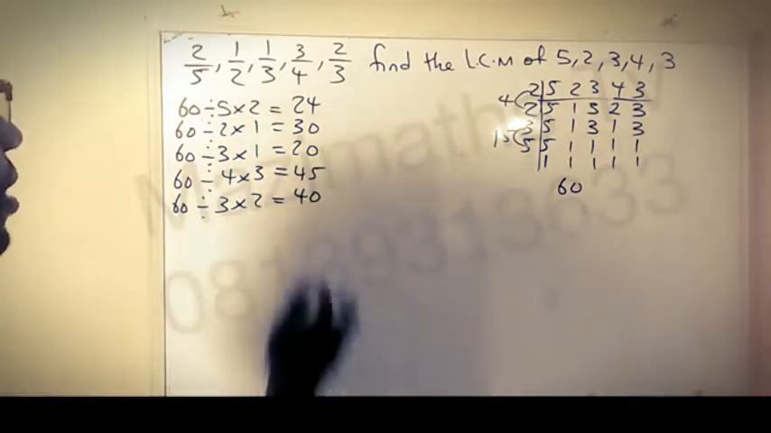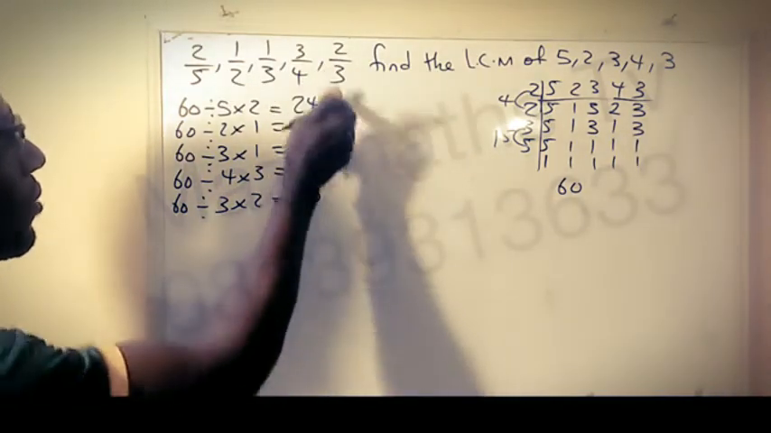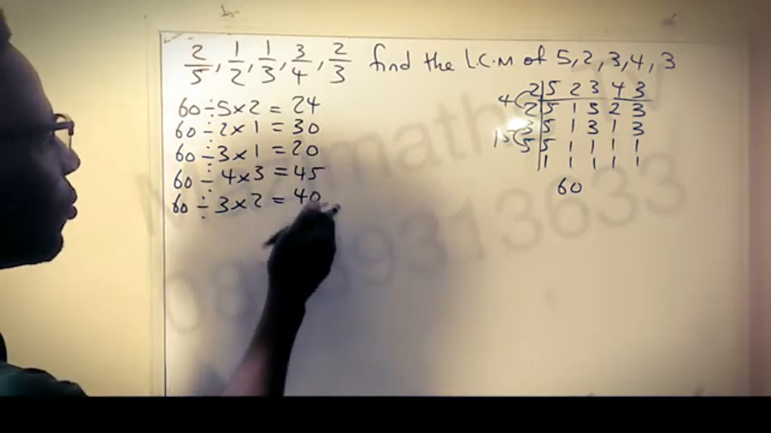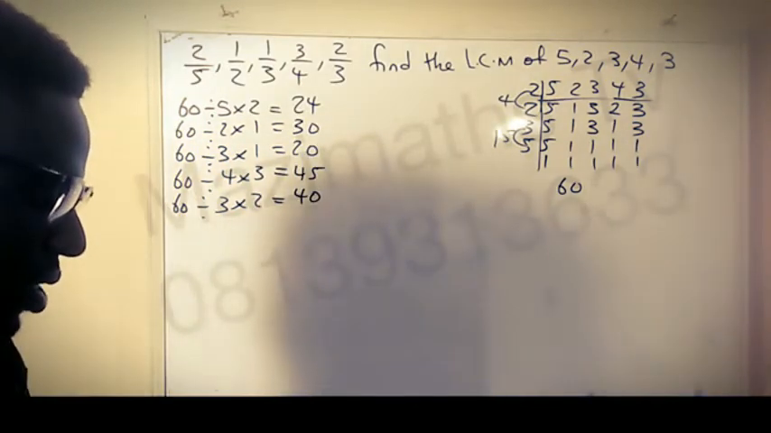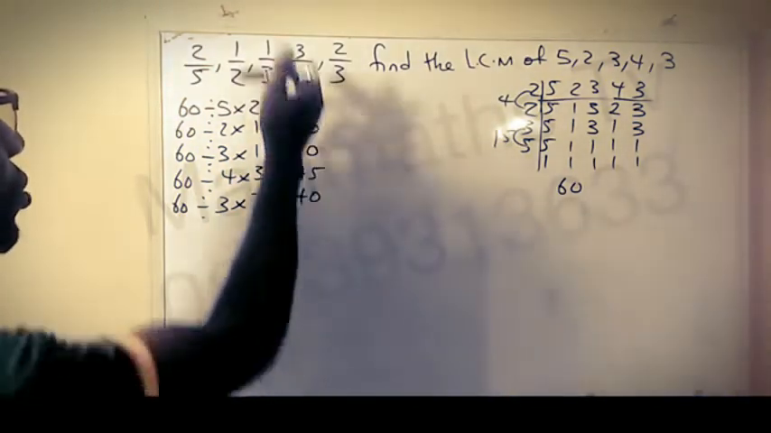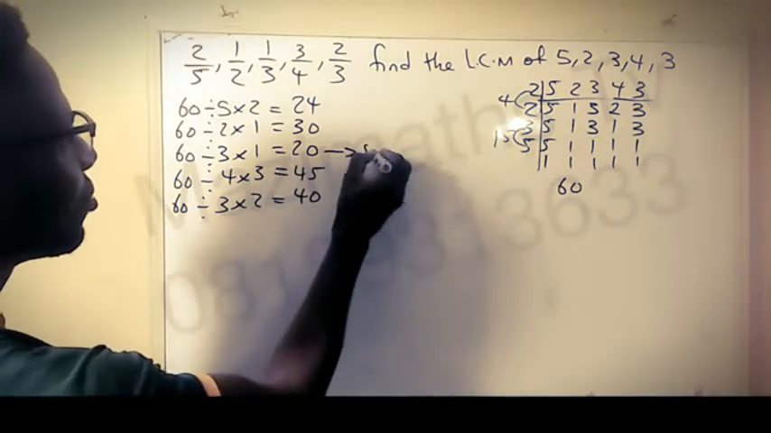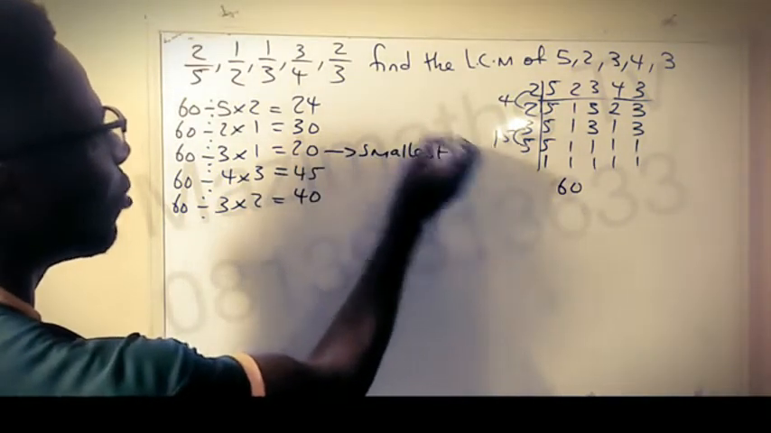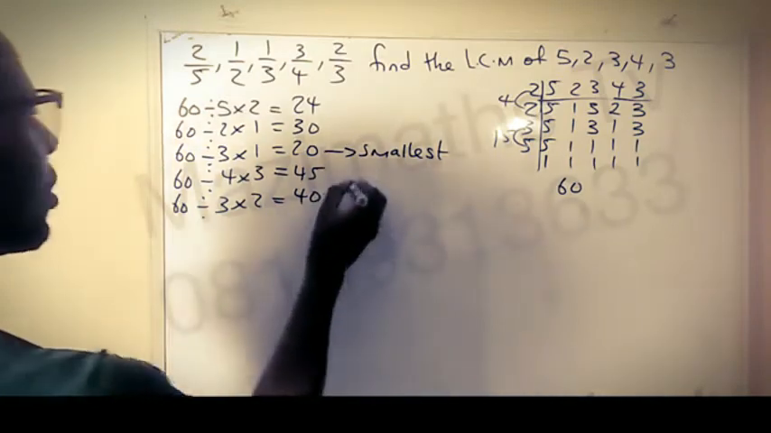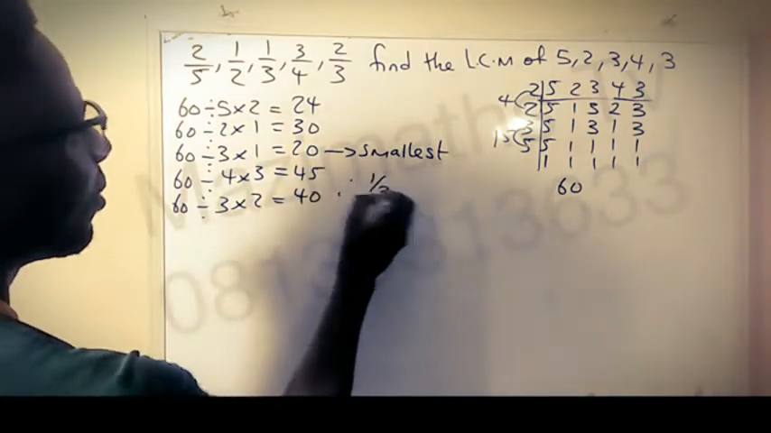So can you see now? If we look at all these values here, we have 24, 30, 20, 45, 40. You are asked to look for the smallest of the fractions. So which is the smallest here? This is the smallest, because smallest is the least number of all the numbers you have here. So therefore, our answer here is 1 over 3.